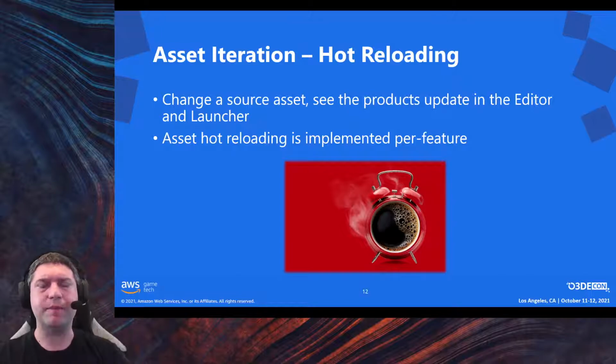This means that this is implemented per feature. So if you go and write your own component that references an asset, you'll want to make sure you respond to the message of an asset reloading, which we'll cover later. But the end effect of this is you have asset hot reloading. You see the product asset change in the editor in response to the change you've made to the source asset. That way you can iterate quickly, make changes, and see those changes updated.